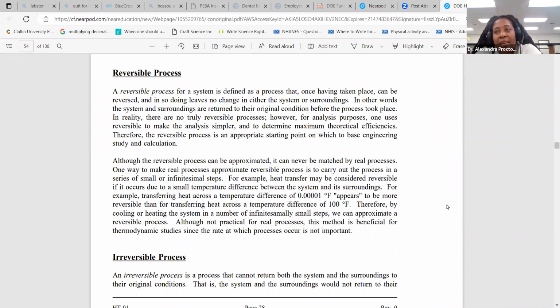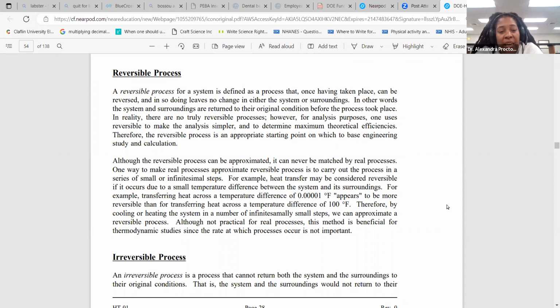And for me, when I think about anything that's infinitesimal, I'm thinking about calculus. I'm thinking about integration. For example, heat transfer can be considered reversible if it occurs due to small temperature difference between the system and the surroundings. For example, transferring heat across a temperature difference of 0.00001 degree Fahrenheit appears to be more reversible than transferring heat across processes where you have a temperature difference of 100 degrees Fahrenheit.